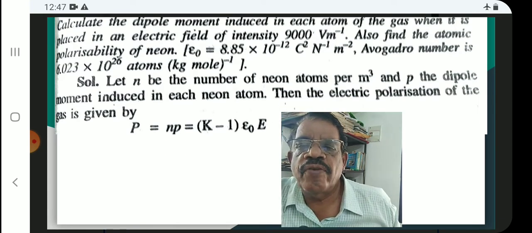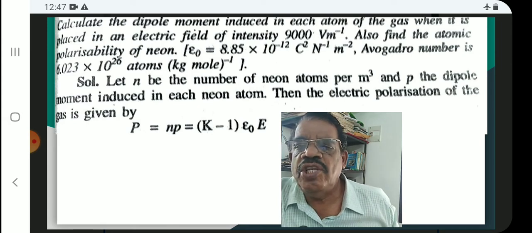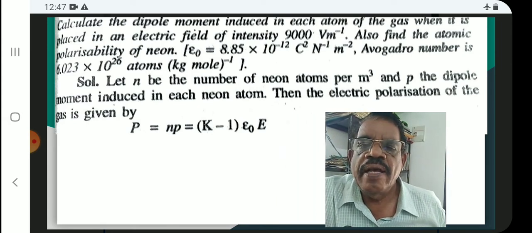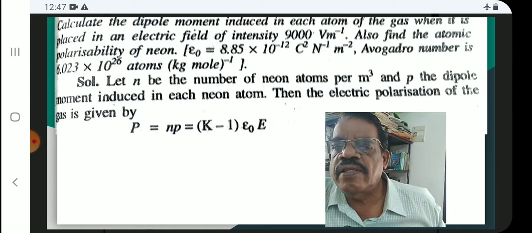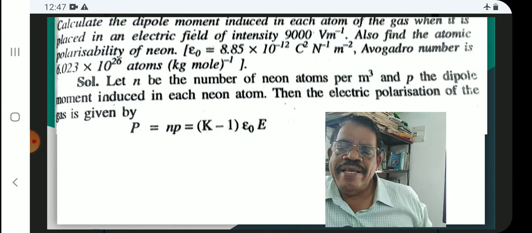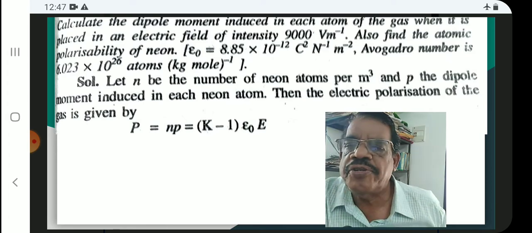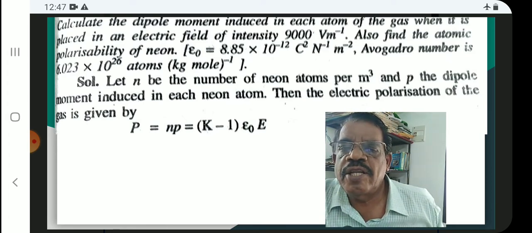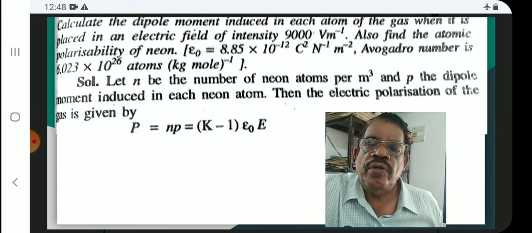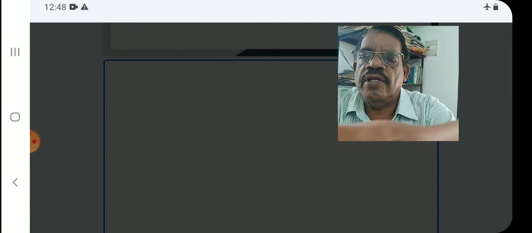Let n be the number of neon atoms per meter cubed and small p the dipole moment induced in each neon atom. Then the electric polarization is given by നമ്മൾ നേരത്തെ പഠിച്ച റിലേഷൻ തന്നെ. Capital P is small n into p. Small n is the number of dipoles per unit volume and small p is the dipole moment. It is equal to (epsilon r minus 1) or (k minus 1) epsilon 0 E. We have written the expression for polarization.